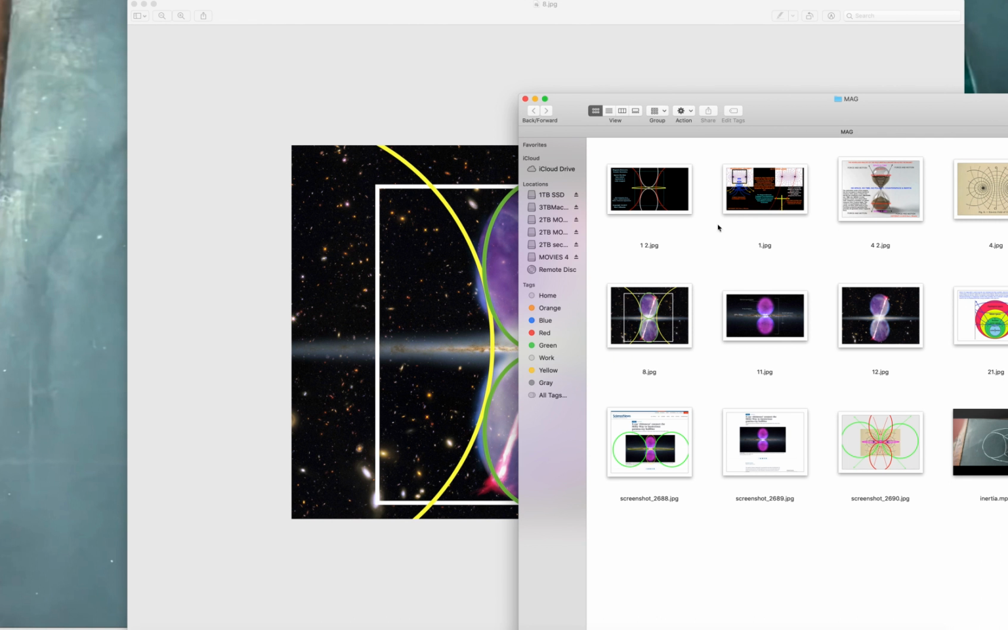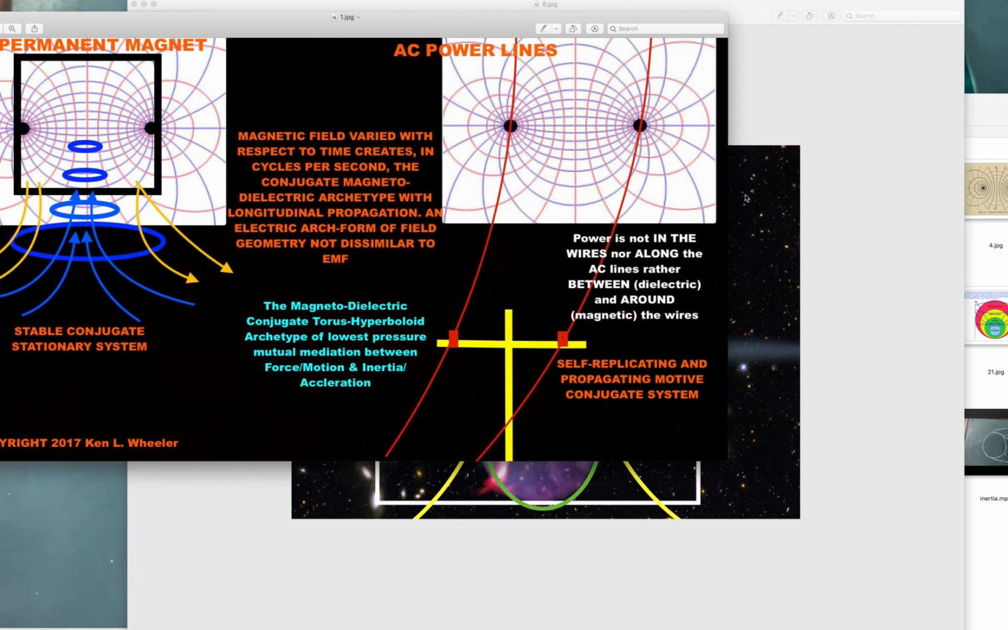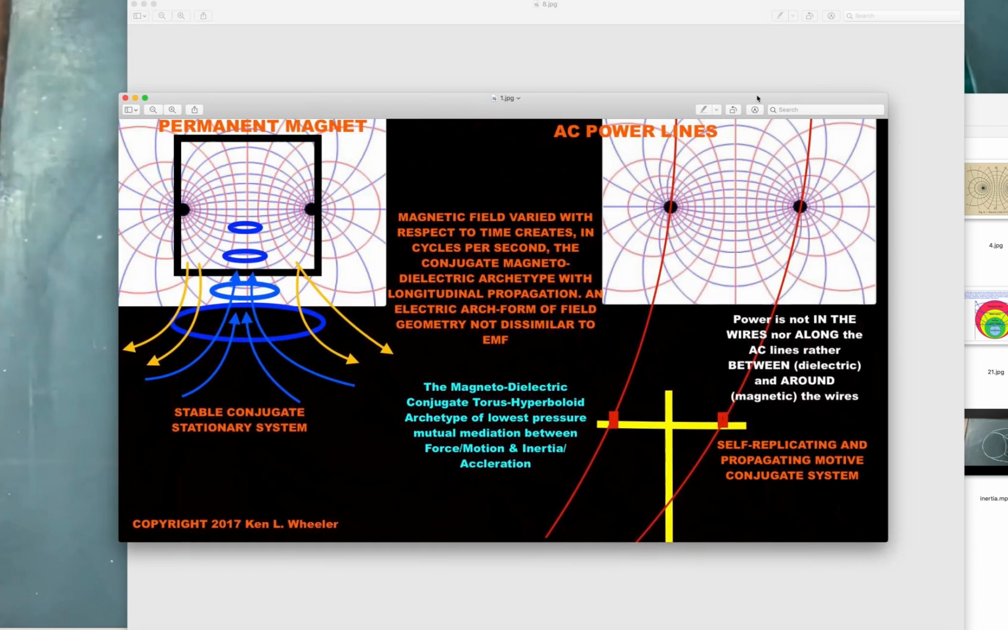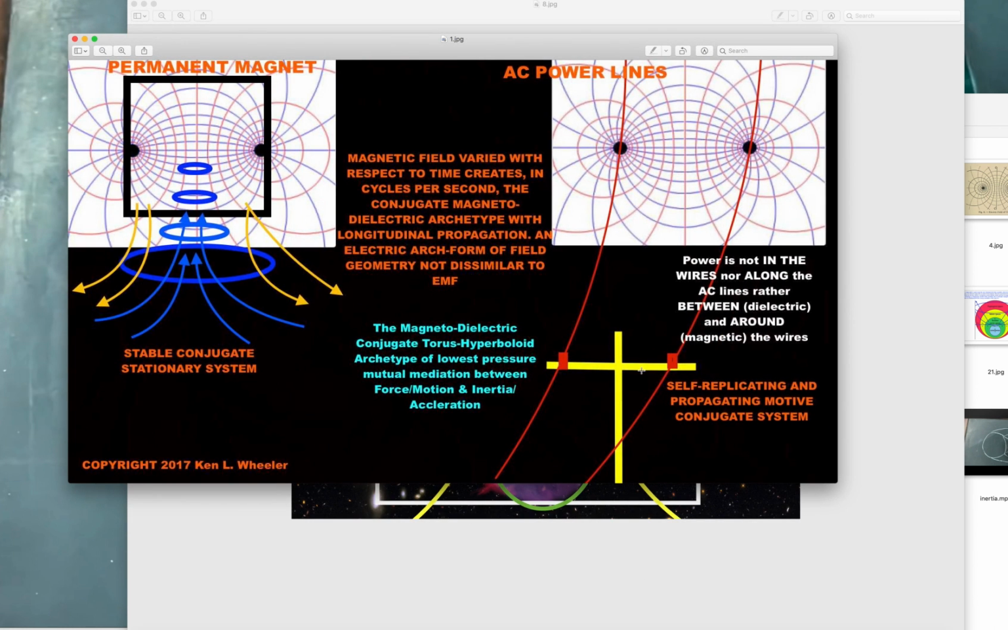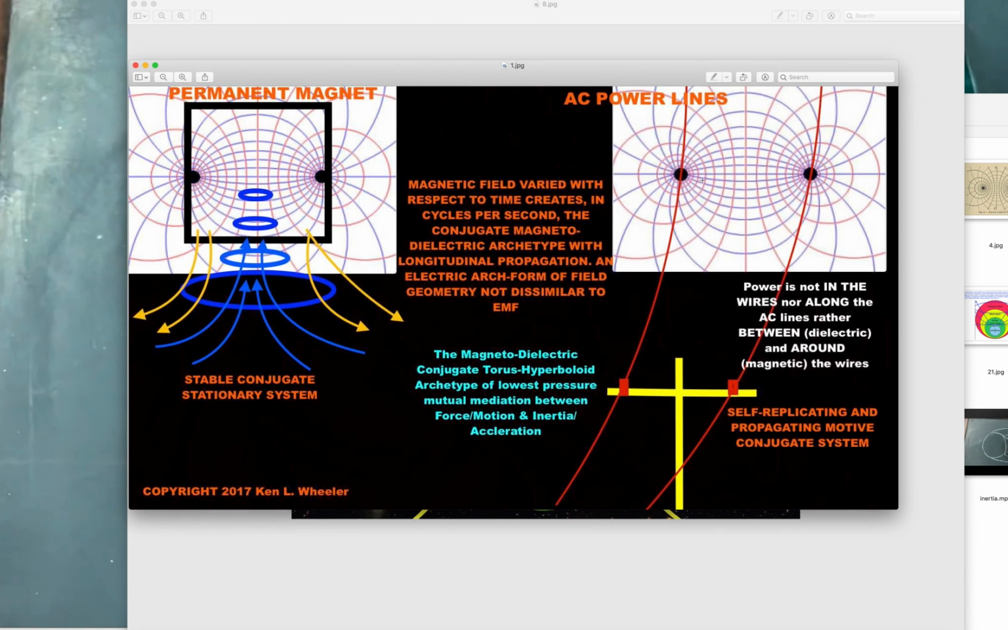Let's do another cross section here. Also, too, this is the same geometry of the field lines of an AC current. This yellow cross here is a power line cross going down your backyard. These red swooping lines would be the power lines. This is the cross section of the field geometry of an AC power line going down your backyard. This is also the cross section of a permanent magnet. You have stable conjugate system geometry of force of motion, inertia, and acceleration.